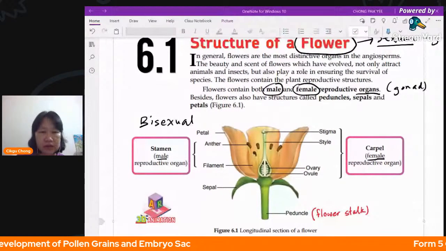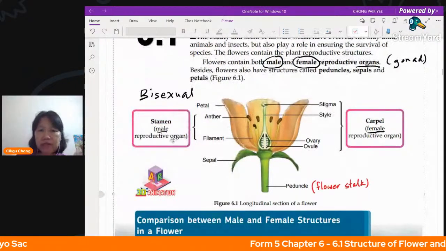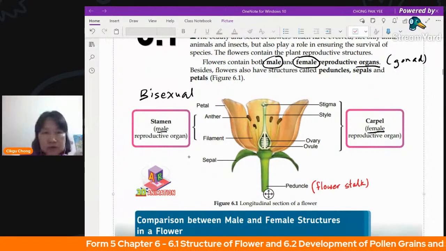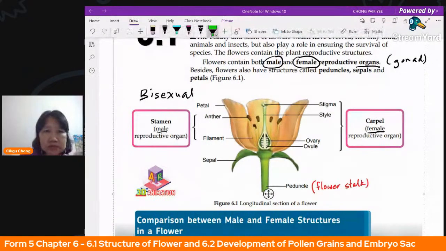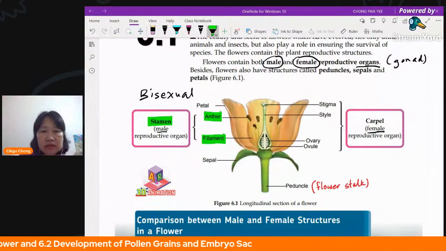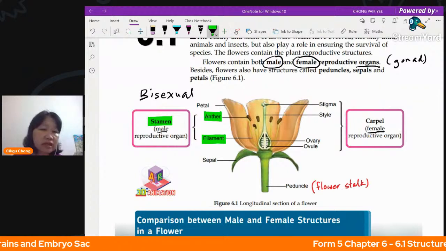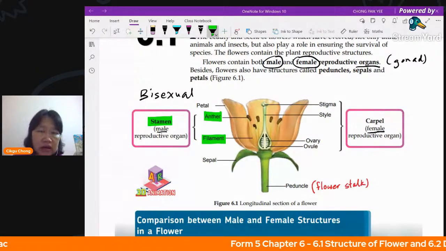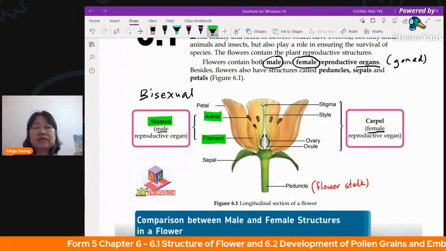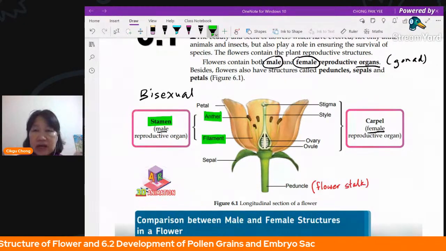Now, for the bisexual flower, we look at the parts one by one. For the male reproductive part, the general name is stamen. Just remember this: the general name is stamen, and it has only two parts, the anther and the filament. Inside the anther is where the pollen grains are formed. The anther is like the testes for humans or mammals.